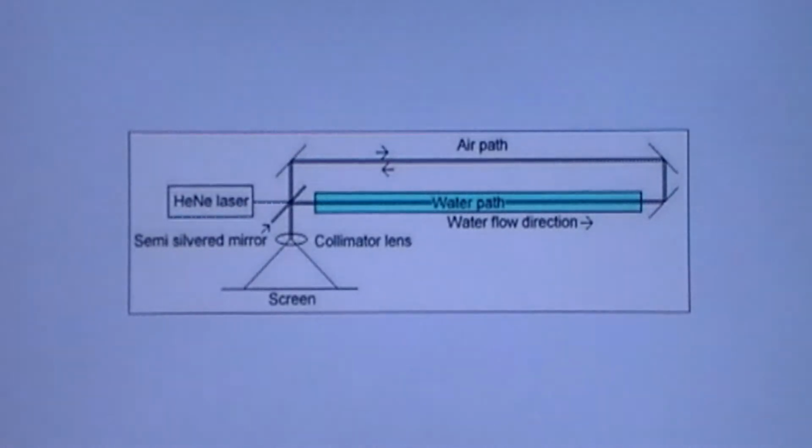The device is turned through 360 degrees in the plane of the Earth's surface. The laser beam is split at the semi-silvered mirror, and one half is sent down the flowing water path while the other half is reflected at 90 degrees to initially travel the air path. Both are reflected back along their respective paths and again reunite at the semi-silvered mirror to follow a common path through a collimator lens which expands the beams travelling to the screen where they are shown to interfere.